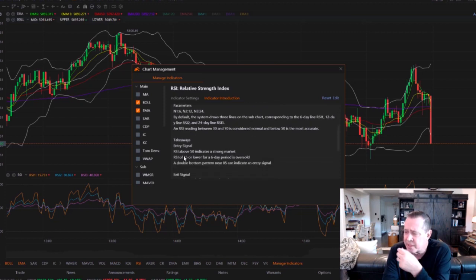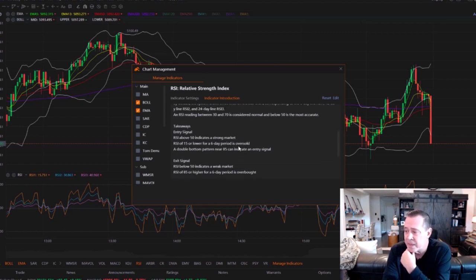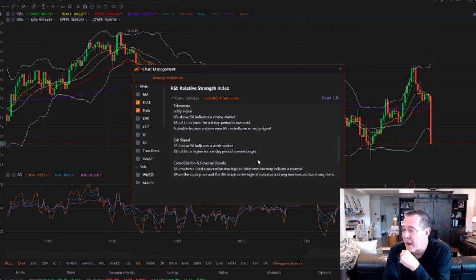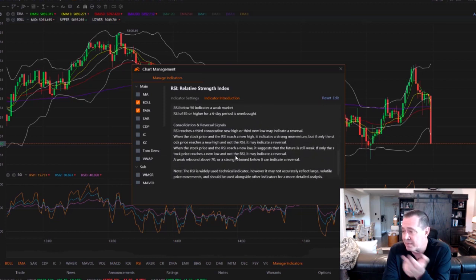So an entry signal, if the RSI is above 50, indicates a strong market. Below 15 or lower is oversold, similar to the Bollinger Band. And an exit signal, RSI below 50, indicates a weak market. RSI of 85 or higher is overbought. And then it talks about different consolidation and reversal signals as well.